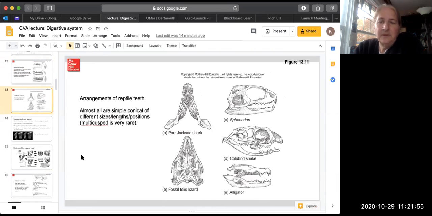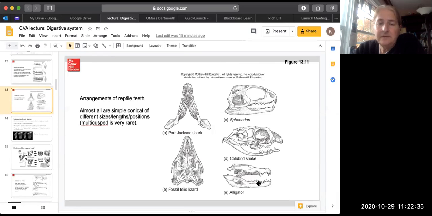Here are some arrangements of reptile teeth. Some of them are very derived, strange teeth, but I've shown you some of these when we went through the skeletal system. Just notice that most of them are simple conical teeth, meaning they have just one cusp, the simple cone shape. Here's Sphenodon, here's a snake, and they have palatine teeth. It's like a second row of teeth on the palatine bones.